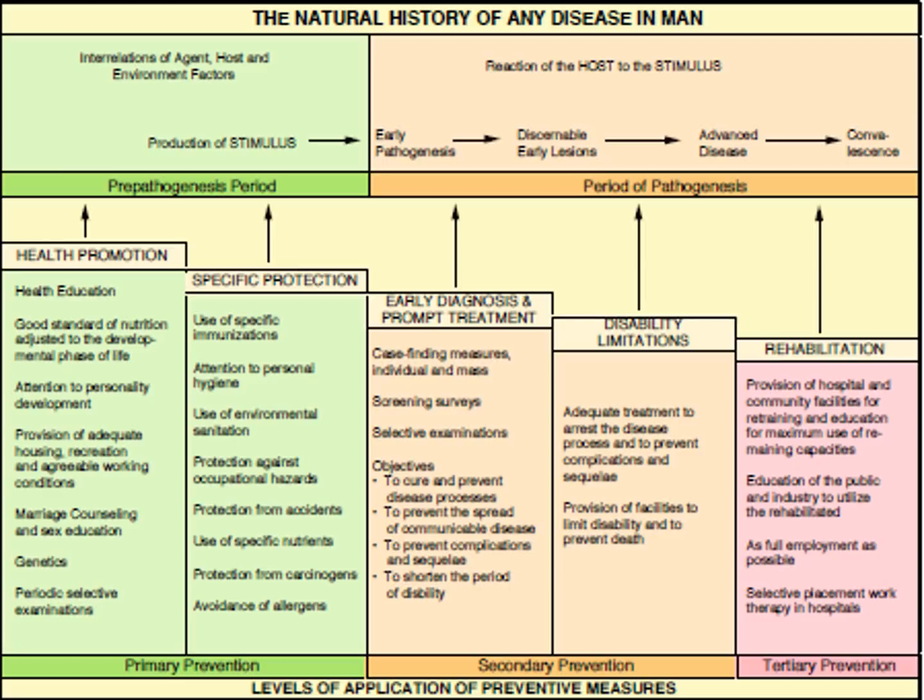So what could we do in the pre-pathogenesis period? It would be health promotion, such as health education, provision of adequate housing, counseling, and genetics, and specific protection. Once it becomes clinical, we have to have early diagnosis, we have to prevent disability, and we have to have rehabilitation.